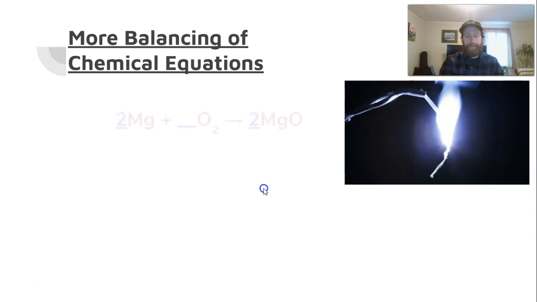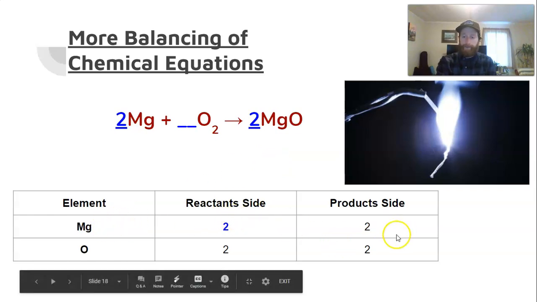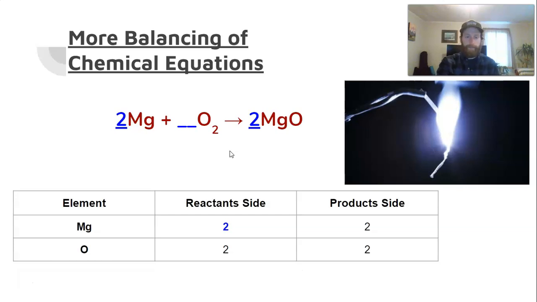Hopefully you thought about it. Hopefully you came up with this. If I add a 2 in front of that lone magnesium atom out on the reactant side, then I now have a table that looks like this. 2 magnesium on the reactants, 2 magnesium on the products, 2 oxygen on the reactants, 2 oxygen on the products, and that right there is the solution to this particular problem. So I'd say that one was pretty easy compared to the first example we did.